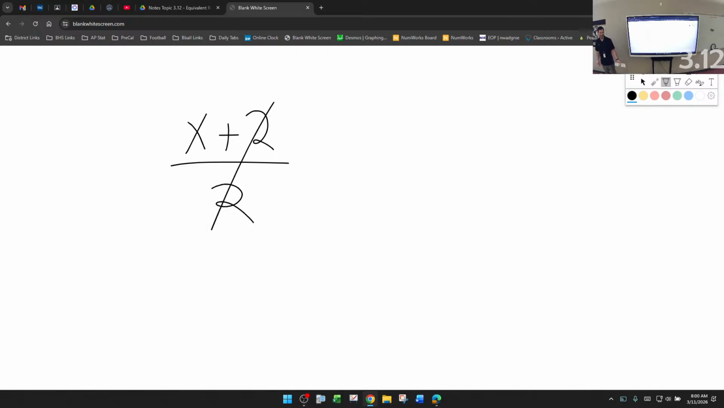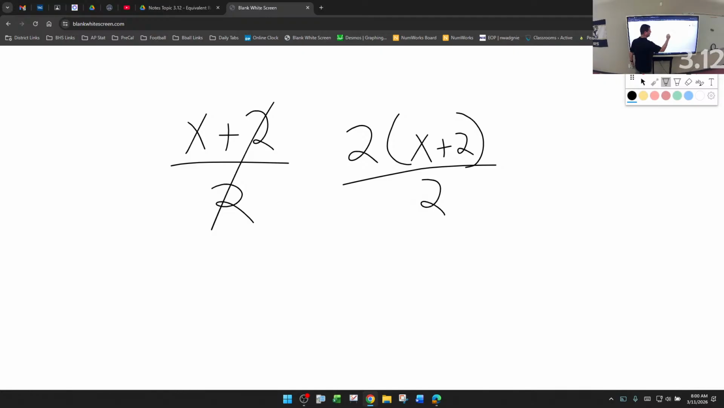That's not right. You can't cancel that out. That's not a factor. If it was 2 times x plus 2 over 2, I can cancel those because those are factors, right? So when I have 1 minus x squared, now this is not that common.